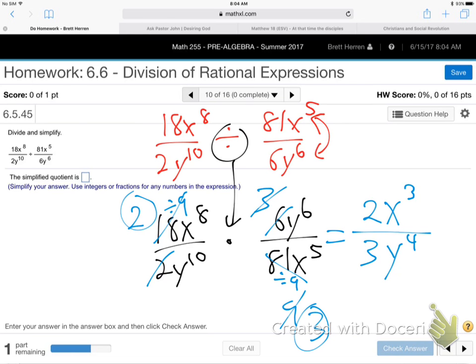Everybody okay with all that reduction, that cross-canceling stuff? Right, I went 2 into 6 3 times and divided both these by 9. Good. All right.